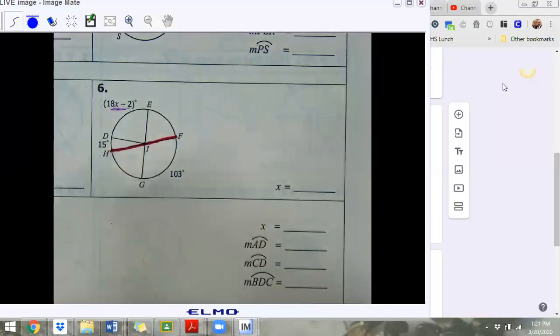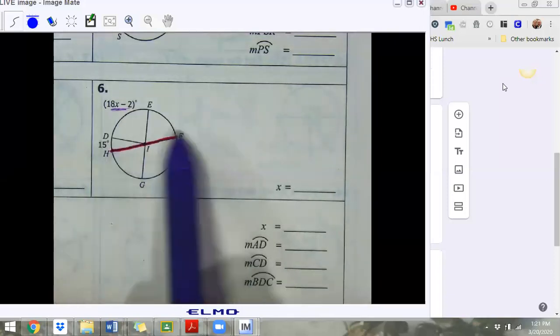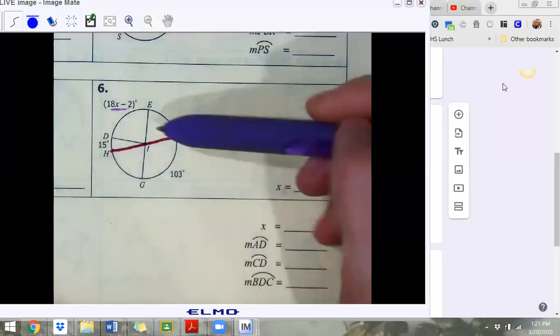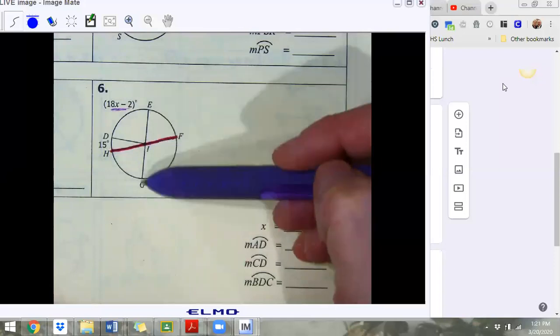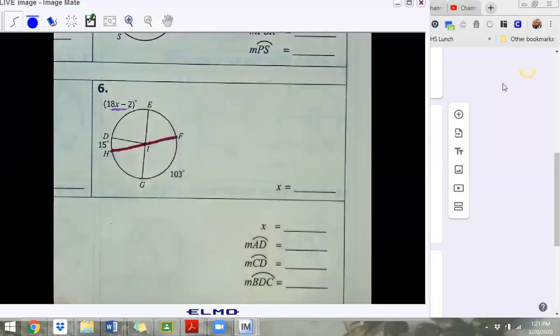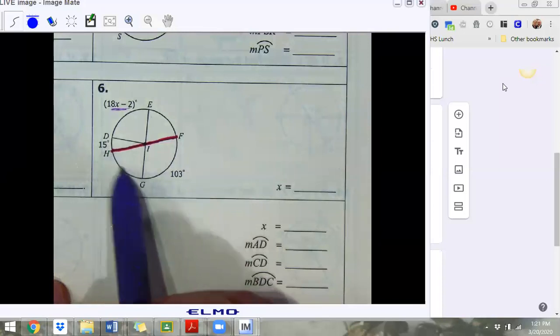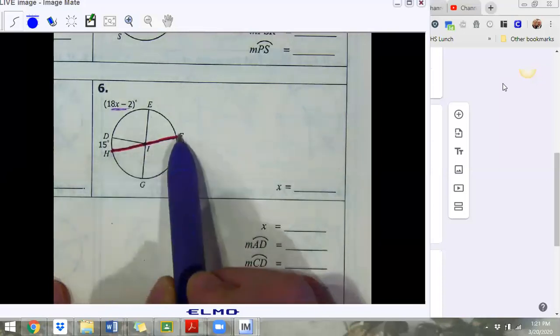So how many diameters can you have in a circle? It is infinite. So in this particular problem, I have this diameter because it goes through the center, and I have this diameter because it goes to the center. I'm going to focus on one at a time though, and see if I have enough to do what I need to do. So if this is the diameter, that makes this a what?